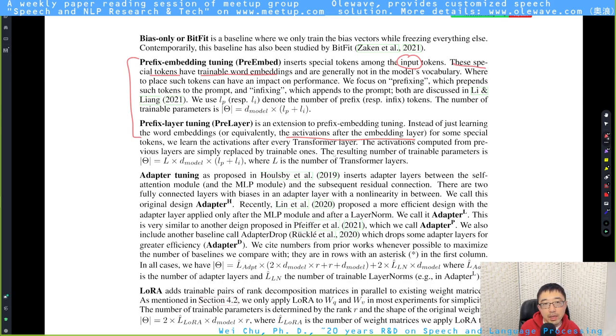prefix embedding tuning is only working on the input, but prefix layer tuning can be applied on an arbitrary number of transformer layers. And suppose L is the number of transformer layers, and the number of parameters involved here is L times D times (LP plus LI). Okay.